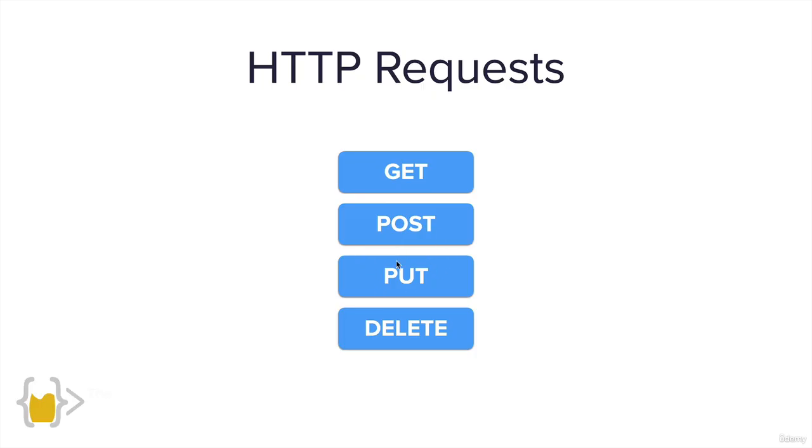Put is where you simply update a piece of data in the external service. So if you had a spreadsheet in Google Sheets, then maybe you want to update some of the values in the spreadsheet. Then you would use a put request. And finally, delete is simply where you want to delete a piece of data in the external service, like a tweet that you posted or a Facebook post.